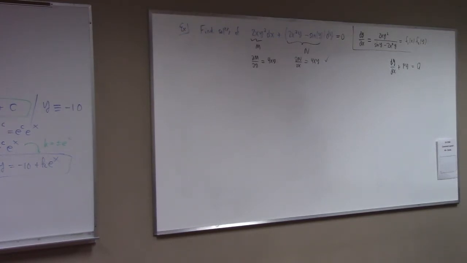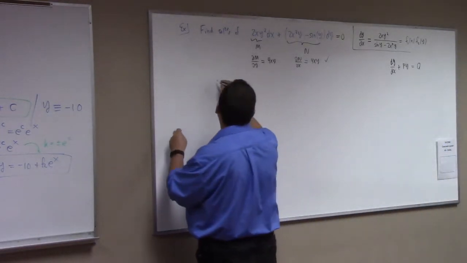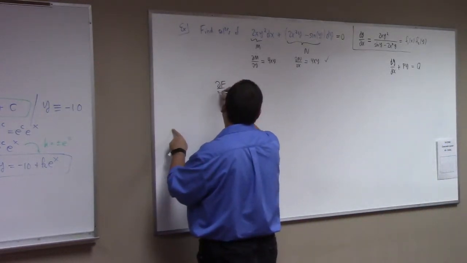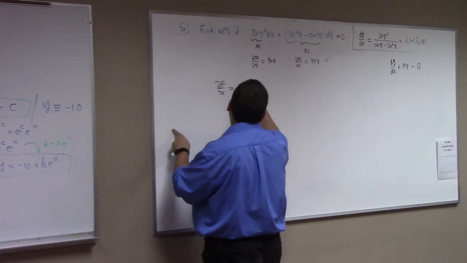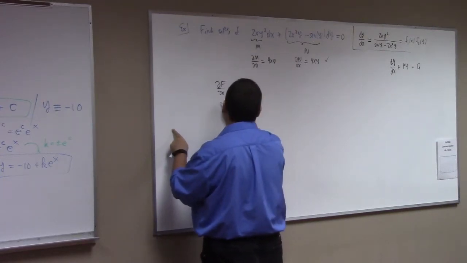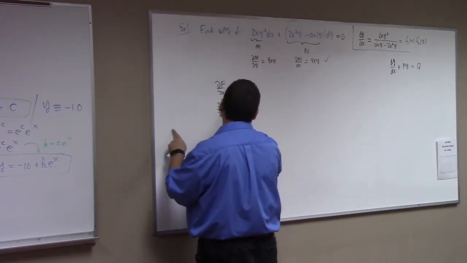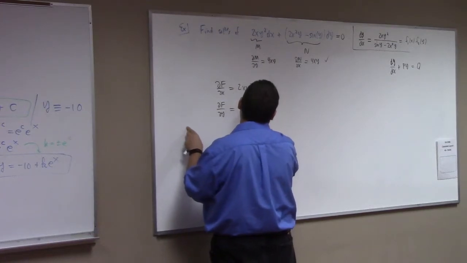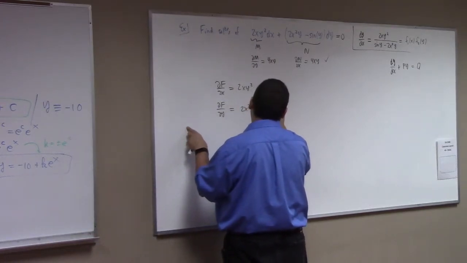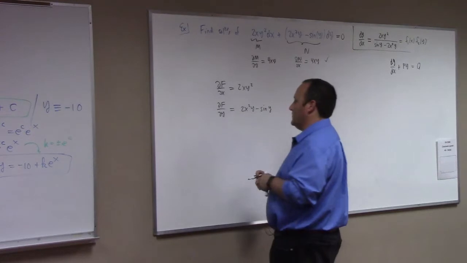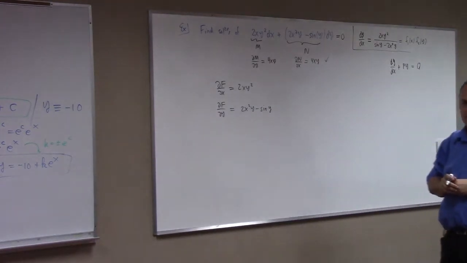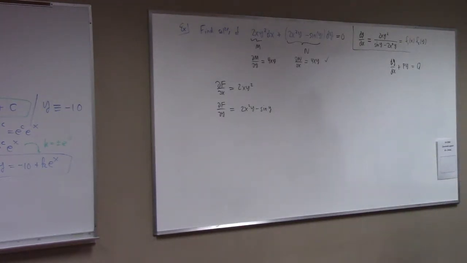So it has to be exact, which means we're trying to solve, right? We're looking for partial f partial x equal to 2xy squared, and we're looking for partial f partial y equal to 2x squared y minus sine of y, right? So we're trying to solve both of these partial differential equations at the same time to find our solution.